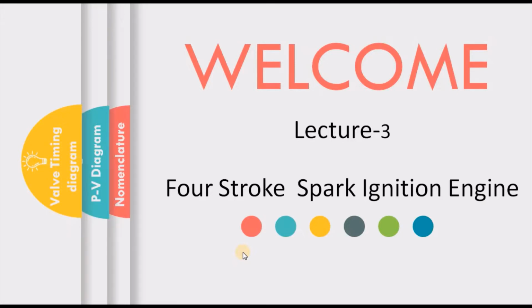Today we will be discussing the 4-stroke SI engine, that is, the spark ignition engine. In this lecture we will be covering the following points. The first point is the engine nomenclature. Further, we will be moving on towards the PV diagram of an SI engine, and in the last part we will be covering the valve timing diagram of the SI engine.